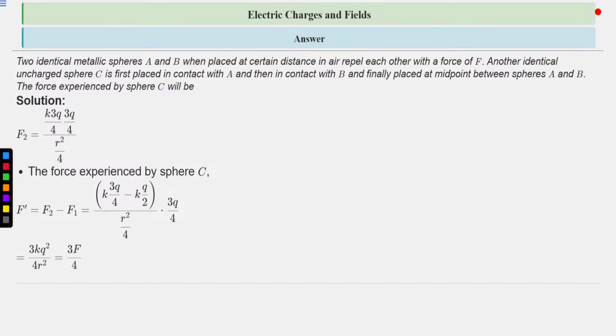After solving, we will get 3KQ square upon 4R square. Initially we know that KQ square upon R square is the force between the two charges when C was not there. So this was F. So 3 by 4 F is the correct answer. I hope you understood. Now move on to the next question.